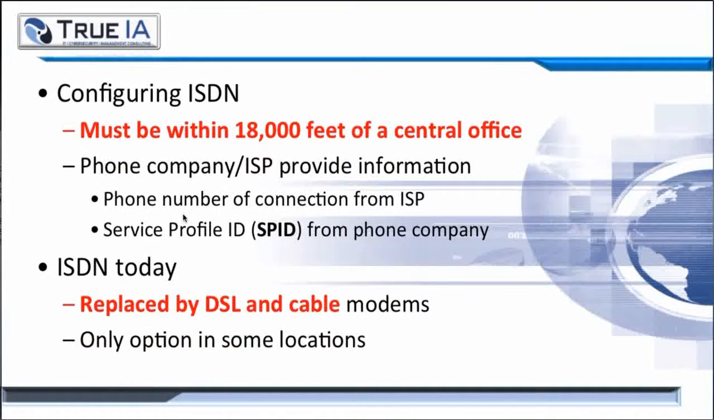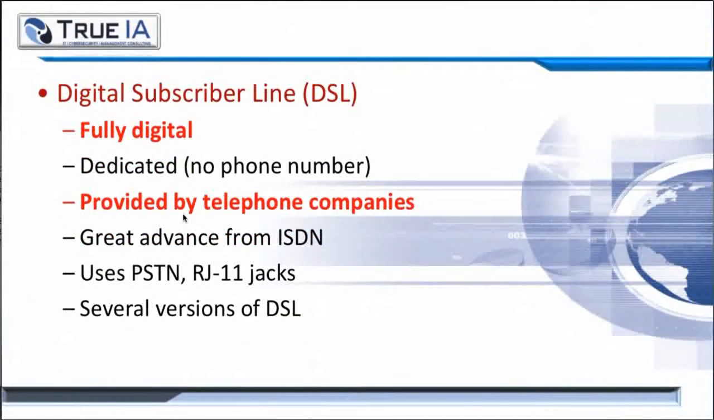So to use and configure ISDN, you must be within 18,000 feet of a central office. That would be your phone company or ISP. Your ISP would provide you certain information to configure your connection, like a phone number and what's identified as a SPID, or the Service Profile ID. However, today, ISDN has widely been replaced by DSL and cable. In some locations, as a matter of fact, that's the only option. So with DSL, it is a fully digital line. It's provided by the telephone company and uses your standard RJ11 jack.